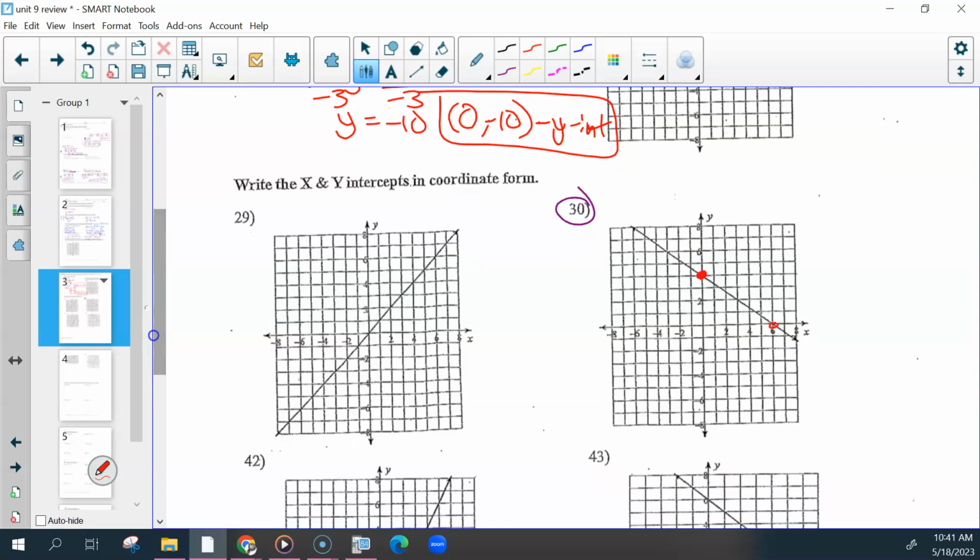Okay. 30, you're just looking for the x and y intercepts. So wherever it crosses the x and y axis, write those as ordered pairs. So on the y-axis, it crosses at 4, so that would be 0, 4. On the x-axis, it crosses at 6, so that would be 6, 0, and that would be it.